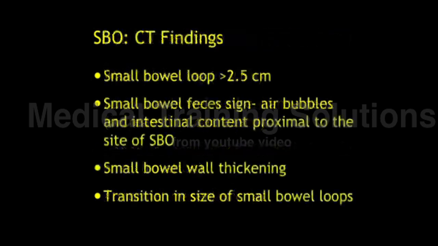When we look at the bowel loops over 2.5 centimeters in cross-section, they're dilated. We talk about a feces sign, which means air bubbles and intestinal content as a sign proximal to the site of bowel obstruction. We talk about wall thickening, as I mentioned a moment ago, and then looking at transitions in the bowel appearance. So let's look at a couple examples.